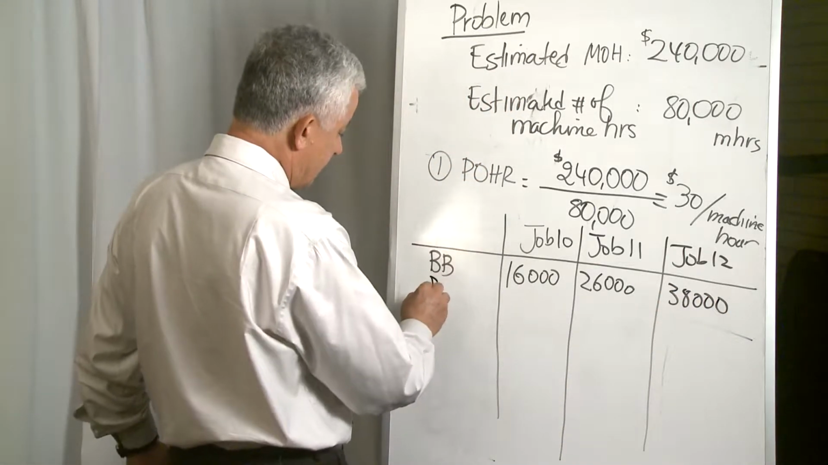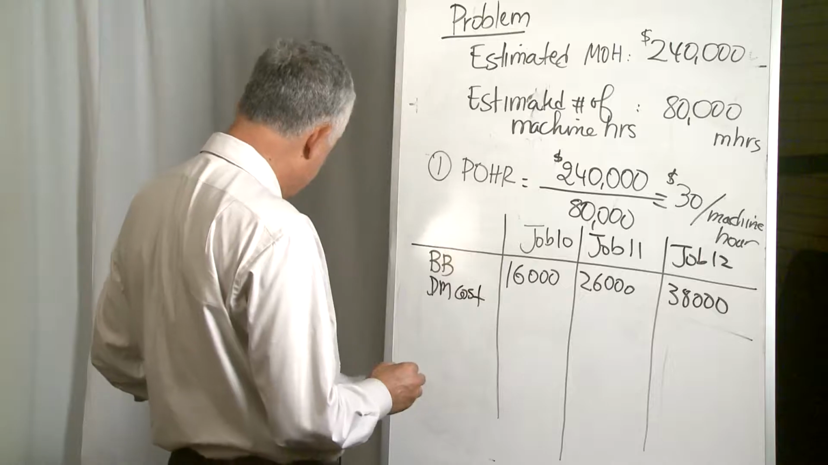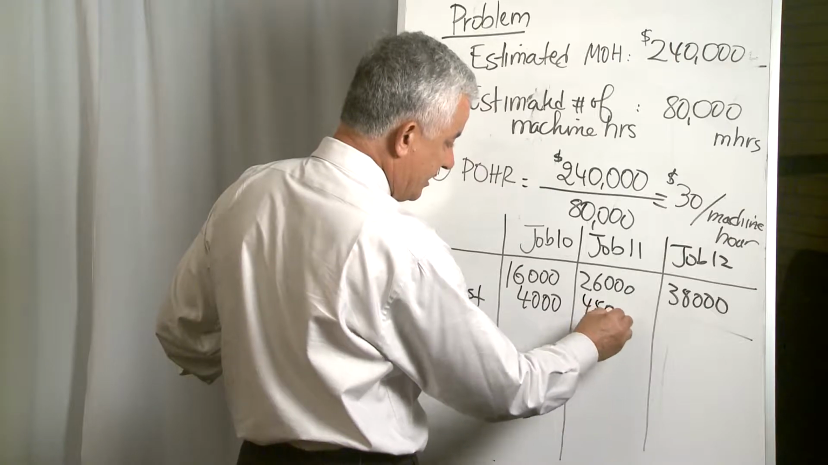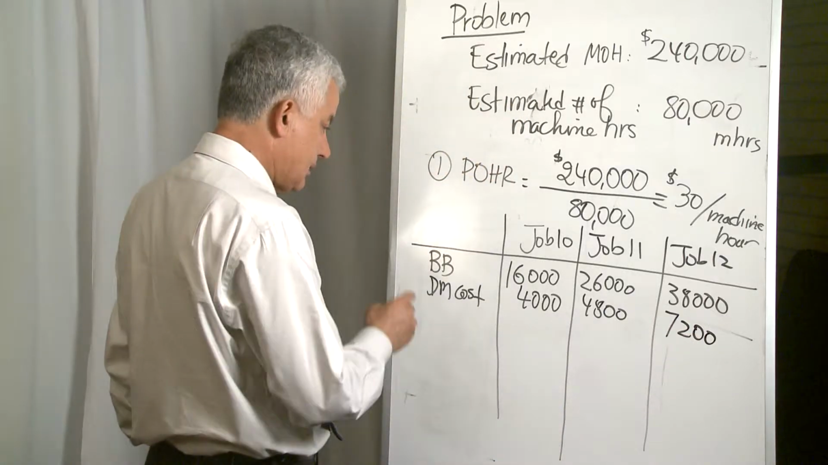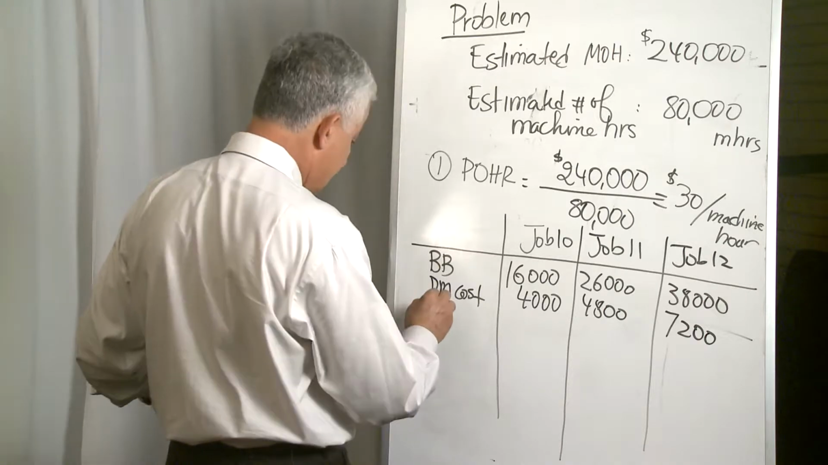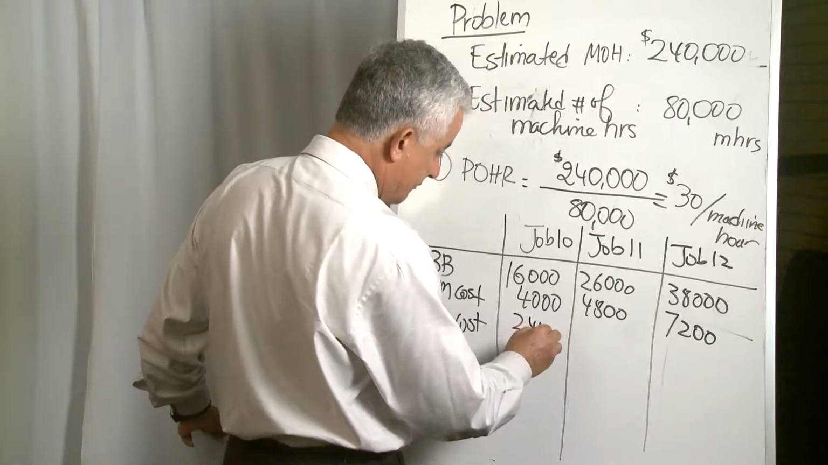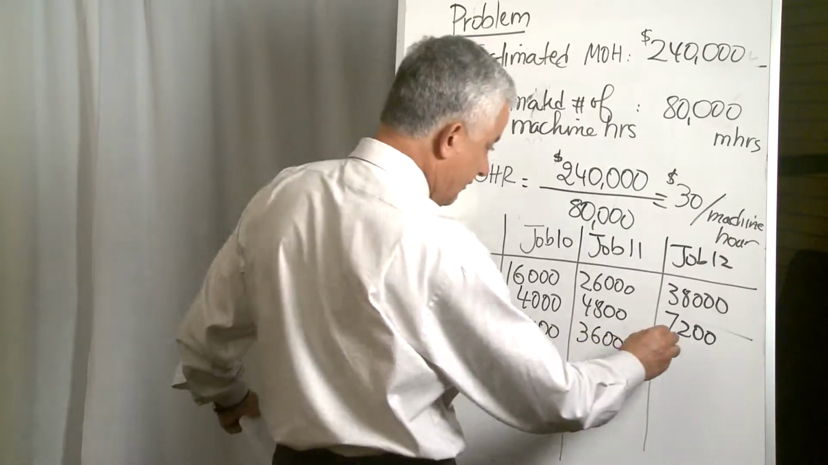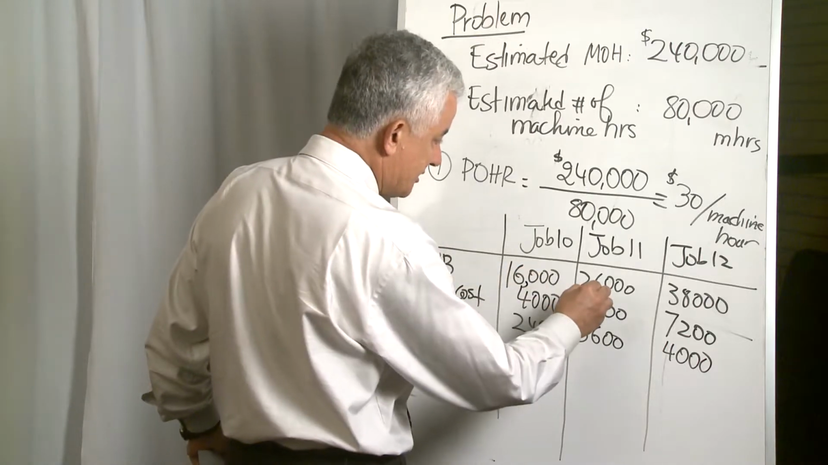Direct material cost, abbreviating again, DM stands for direct material cost. We have 4,000, and I'm drawing these figures from your slides. You have them available on your slides. So that's 4,000, 4,800, and 7,200 for job 10, 11, and 12 respectively. Direct labor cost, DL stands for direct labor cost. And then we have 2,400, 3,600, and then 4,000.